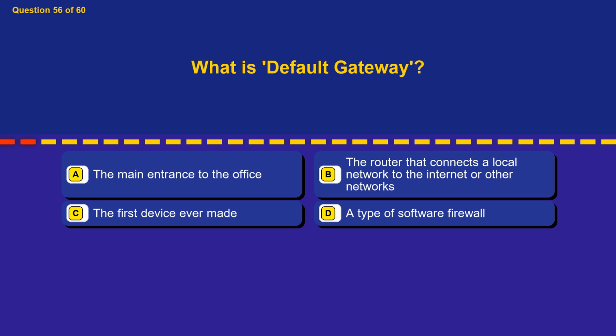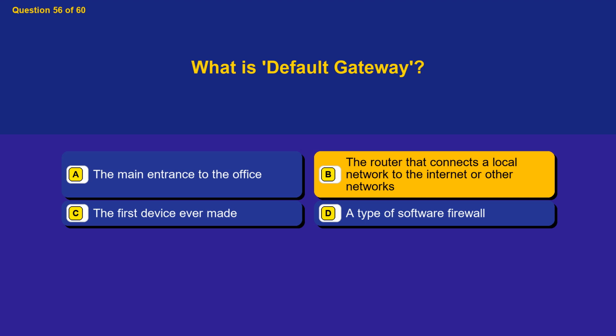Question 56. What is a default gateway? Option A, the main entrance to the office. Option B, the router that connects a local network to the internet or other networks. Option C, the first device ever made. Option D, a type of software firewall.